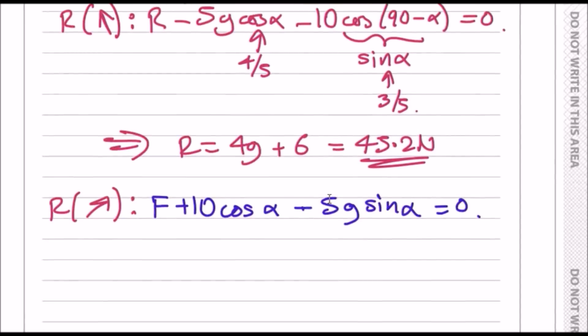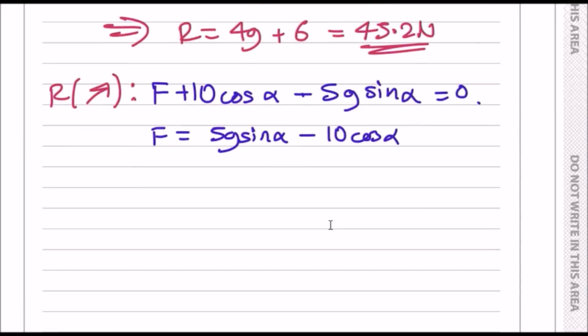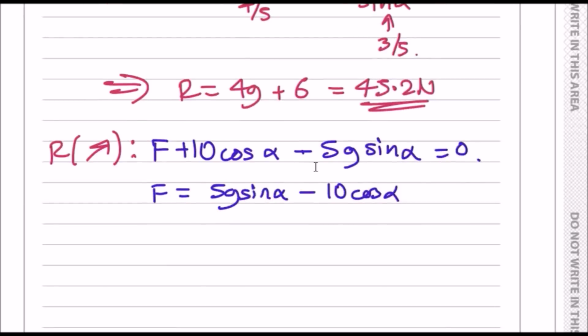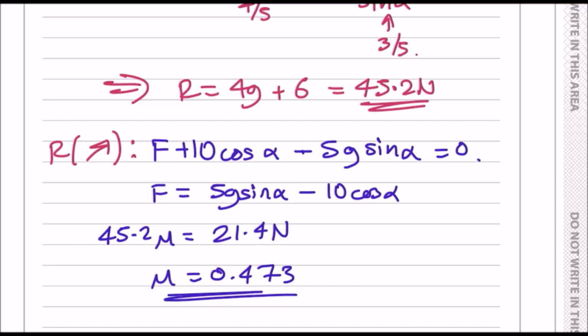Alright, not bad. Now just make F the subject here. So we're going to have 5G sine alpha minus 10 cos alpha. So just throw everything on the right side, and recall that F is this, mu R. And we know what R is, 45.2. So it'll be 45.2 times mu equals all of these. So 5G, we can go ahead and just smash this in the calculator. And I got 21.4 newtons. And now finally just dividing 45.2 across, you should get 0.473 for the coefficient of friction. And that's it, guys. This is done.